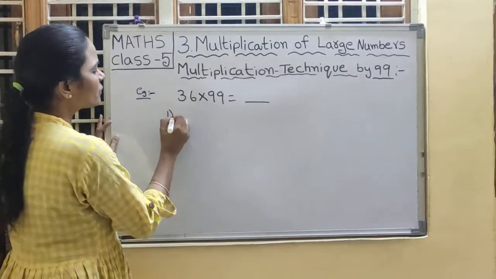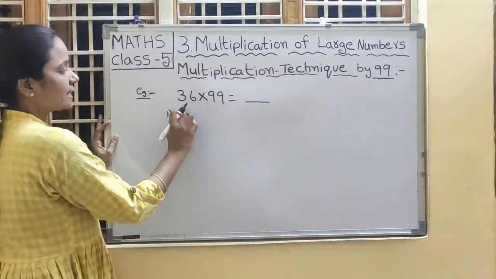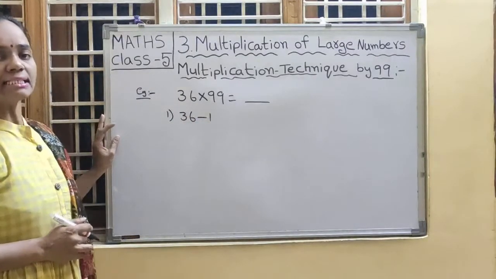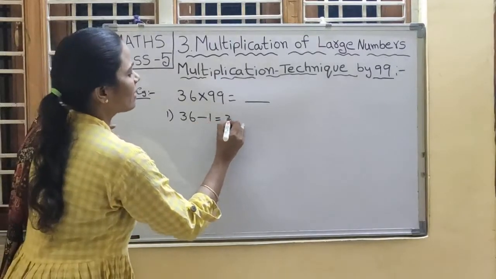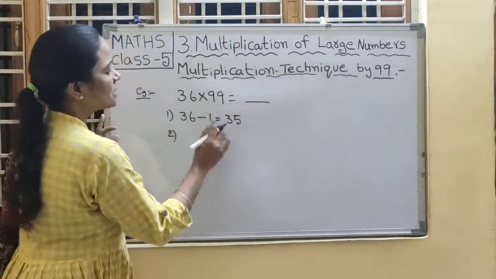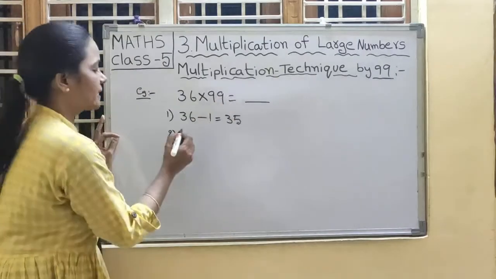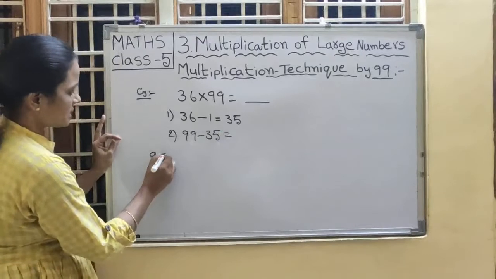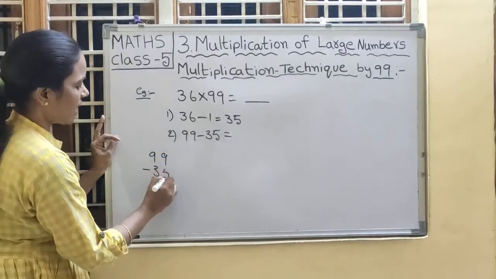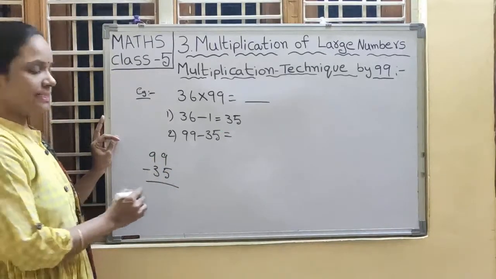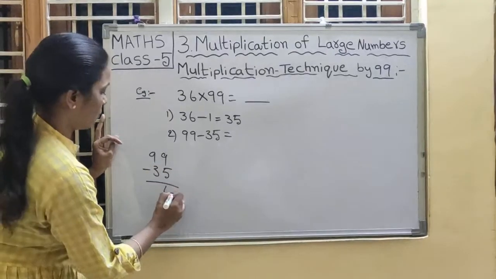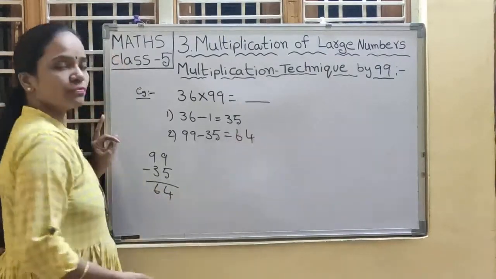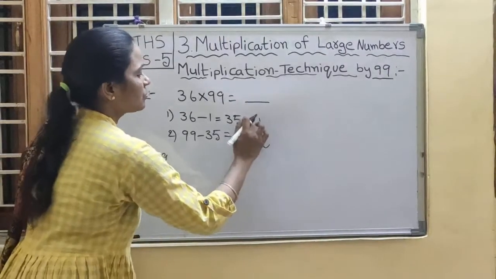So in the first step, what do we have to do? What is the second number here? 36. So first subtract 1 from 36. 36 minus 1, how much? 35. Second step, this number should be subtracted from 99. 99 minus 35, how much? 9 minus 5 is 4. 9 minus 3 is 6. 64.